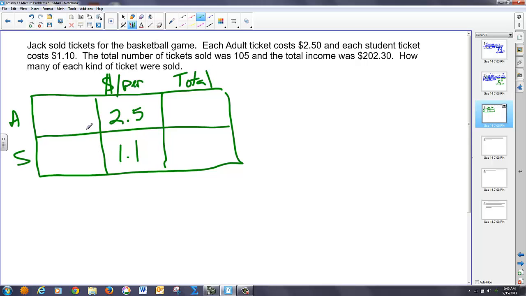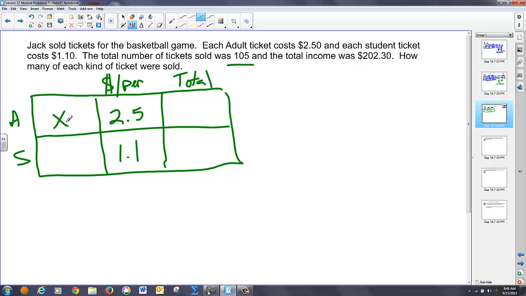Now, here's the trick in this problem. We know there's a total of 105 tickets sold. But I don't know how many adult tickets, and I don't know how many student tickets. I have to call one of them a complete unknown, and it doesn't make a difference which one it is. So I'm going to call X my adult tickets.